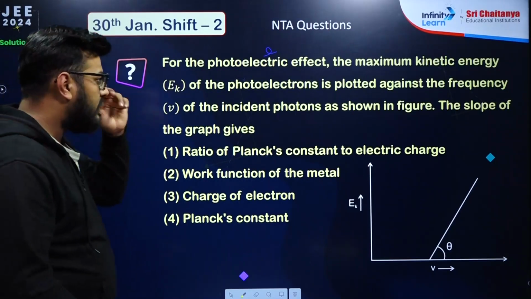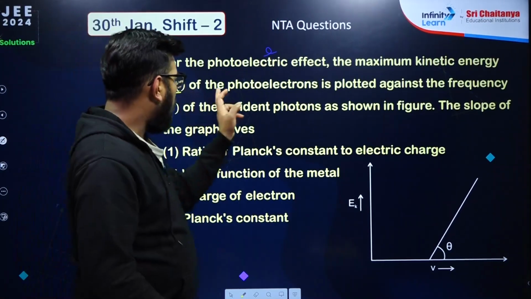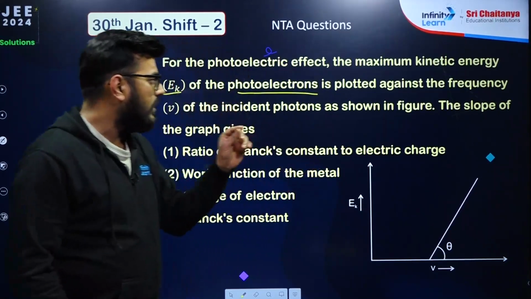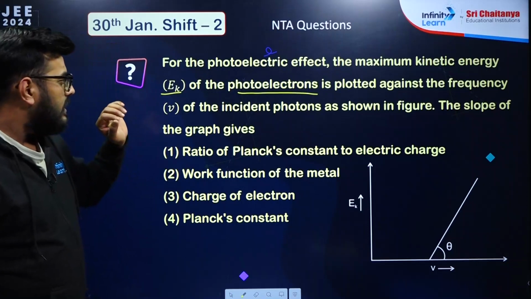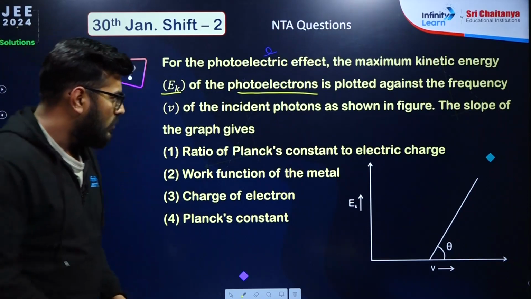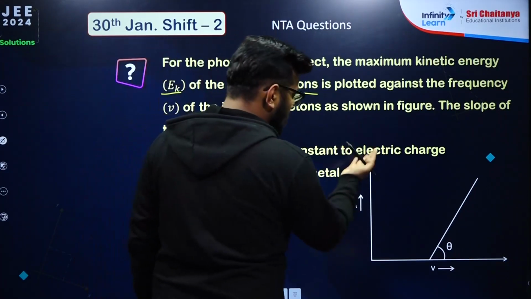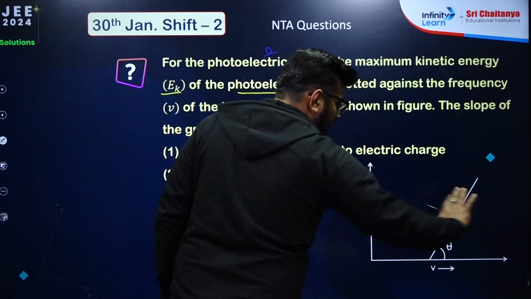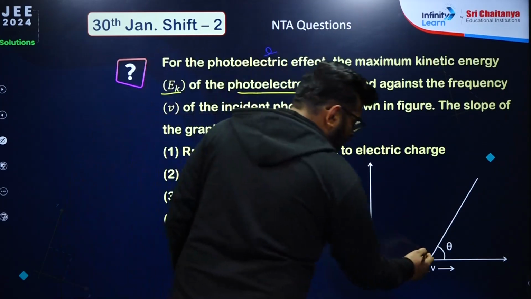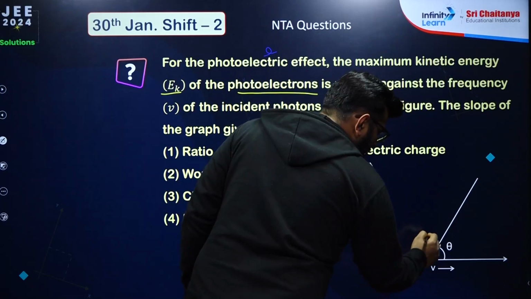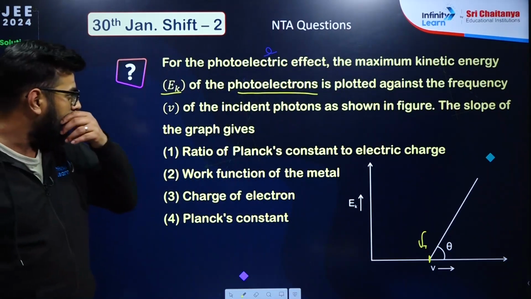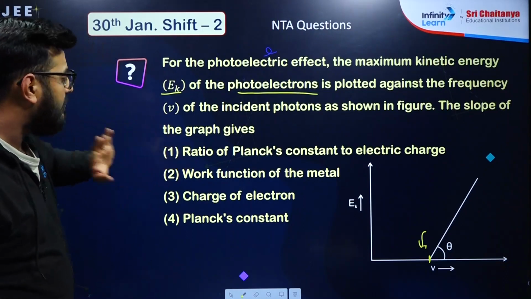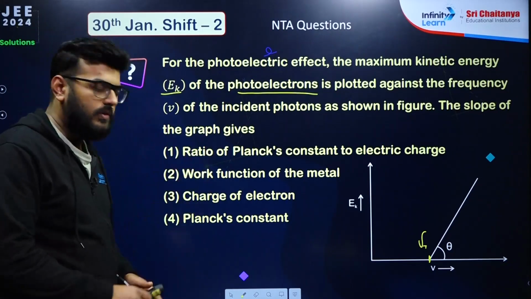For the photoelectric effect, the maximum kinetic energy Ek of the photoelectrons is plotted against the frequency nu of the incident photons. The slope of the graph gives. So this is basically the maximum kinetic energy, and this is the frequency of the incident photons. Obviously it starts from this point, and this is known as the threshold frequency, right? All of you know this. Now what we need to find is what the slope of the graph gives. What actually is the slope of the graph giving?